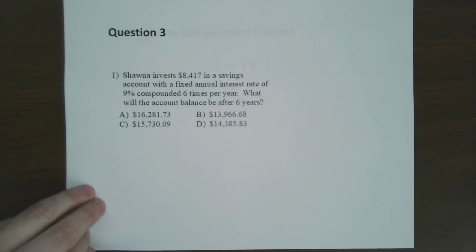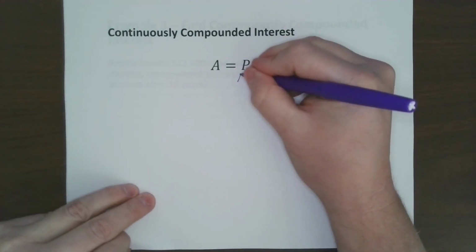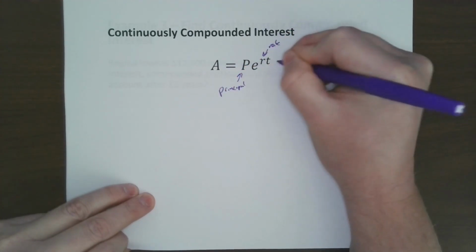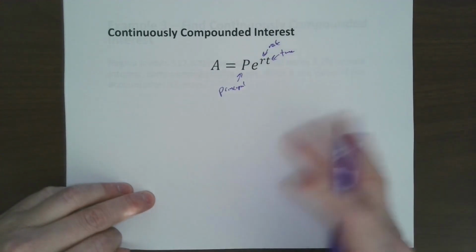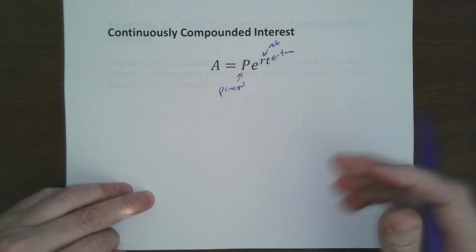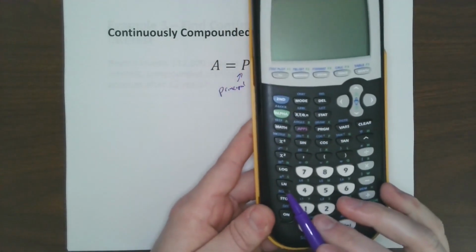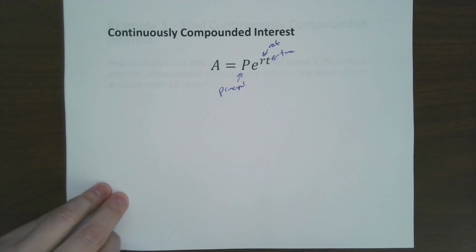So the question is, what if we compound infinitely? So we let n go to infinity. That is where we get this formula, which is called the continuously compounded interest formula. Once again, this is our principal, this is our rate, this is our time. Now, e is actually a number, and it's on every single calculator. If you take a look at any calculator, it's going to be above the LN button, because e and LN are connected. So you just type it in the calculator that way.